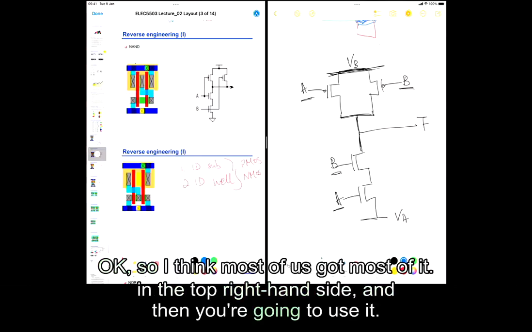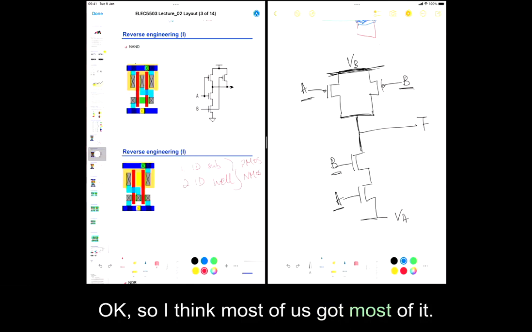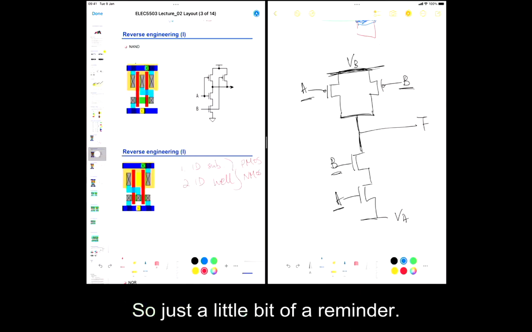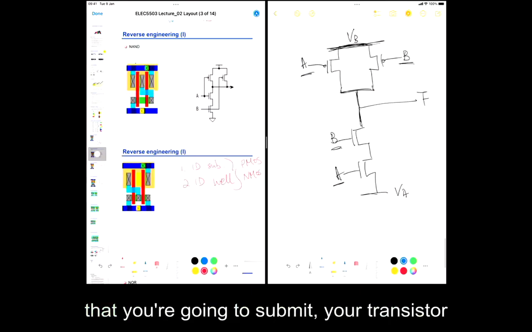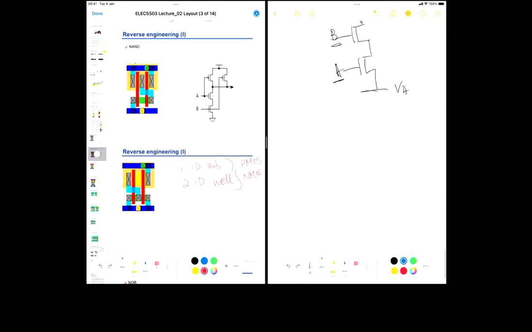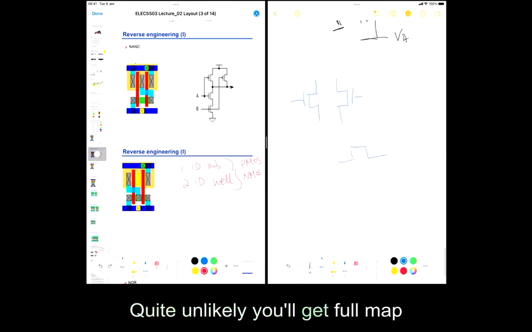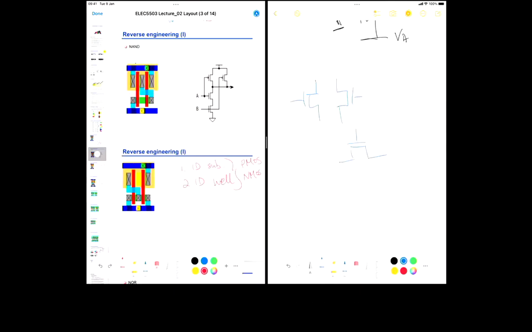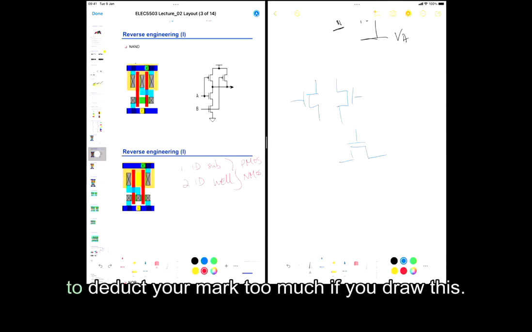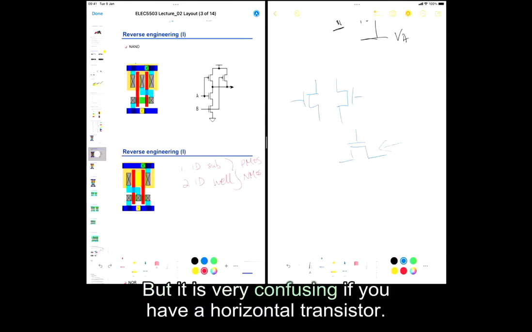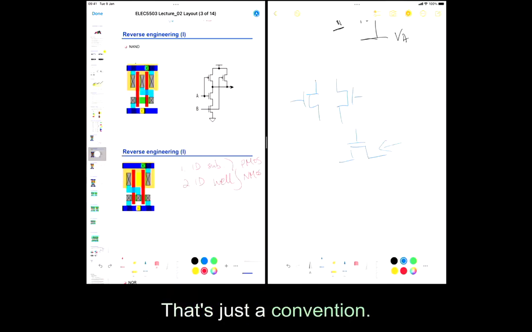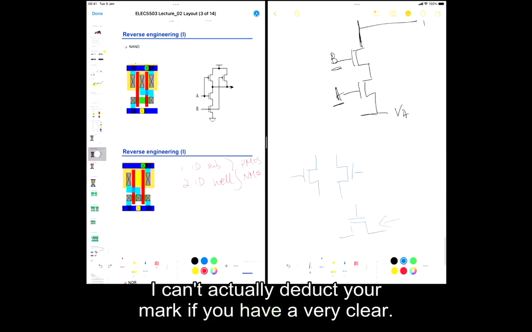I think most of us got most of it. Just a little reminder: in your very final answer, the one that you're going to submit, your transistor will be drawn like this or this. It's quite unlikely you'll get full marks when you draw a transistor like this. To be honest, I'm not going to deduct your marks too much if you draw this, but it is very confusing if you have a horizontal transistor. That's just a convention. I can't actually deduct your marks if it is very clear.